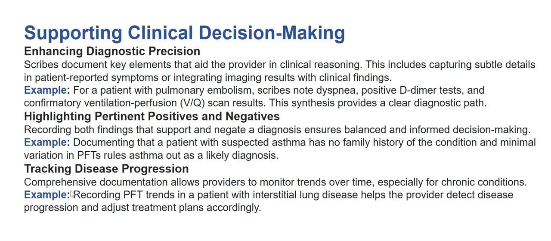Tracking disease progression. Comprehensive documentation allows providers to monitor trends over time, especially for chronic conditions. Example, recording pulmonary function test, PFT, trends in a patient with interstitial lung disease helps the provider detect disease progression and adjust treatment plans accordingly.